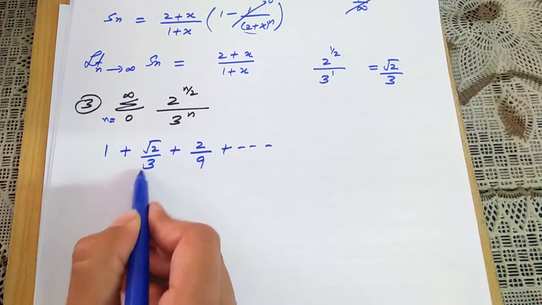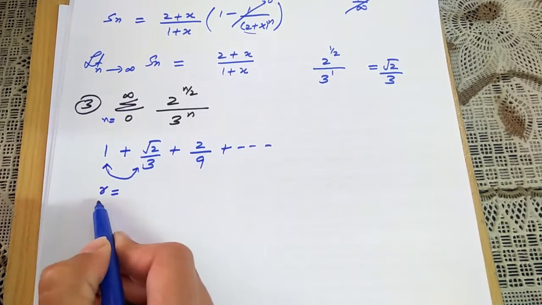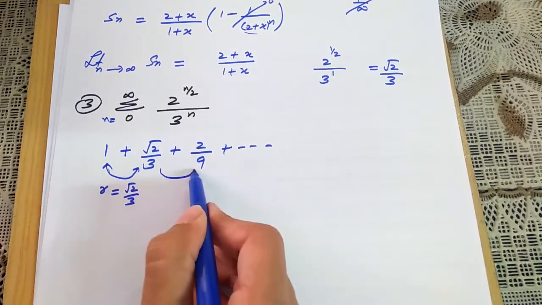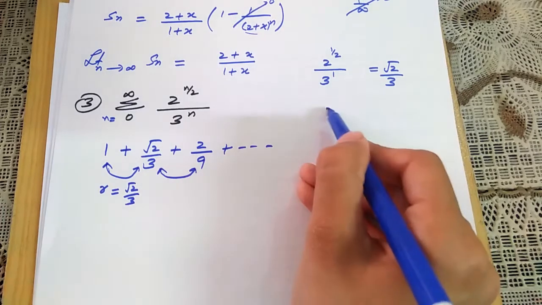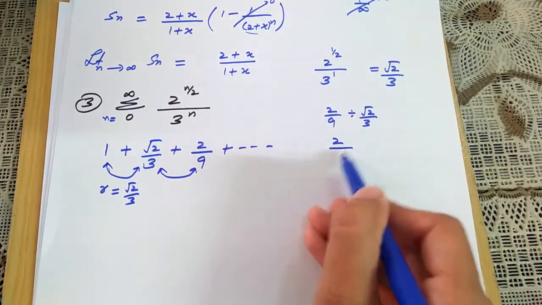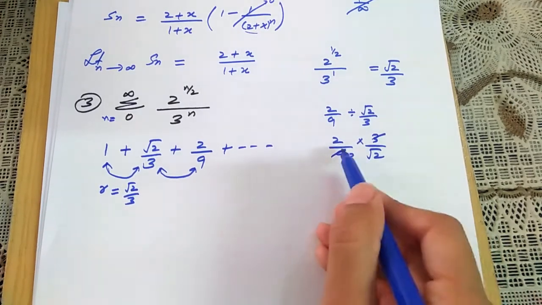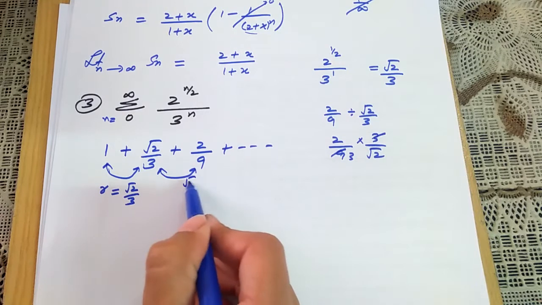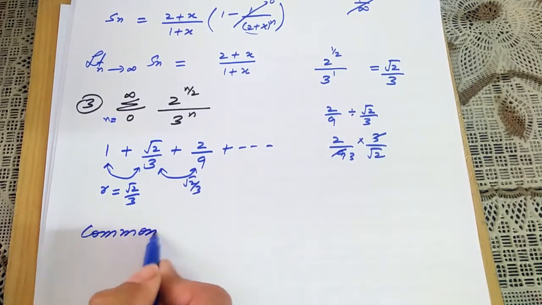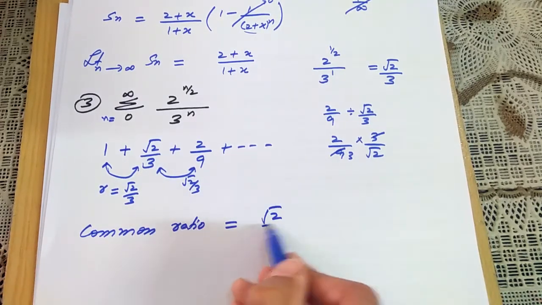Now divide your second term by the first one. Here you will get r = root 2 over 3. Now divide your third term by the second one. It will be 2/9 divided by root 2/3. So this will be 2/9 multiplied by 3/root 2. You will again get here root 2 over 3. So it means your common ratio is root 2 over 3 here.